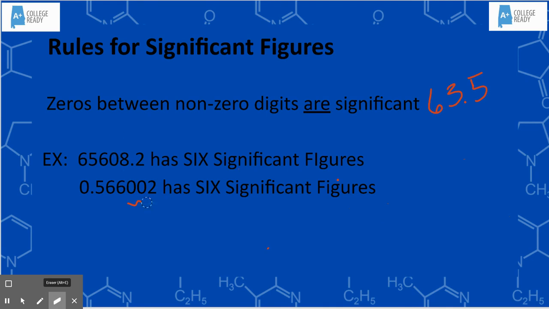All right, zeros between non-zero digits. Zeros between non-zero digits are significant. So in this example, we can see that this 0 is significant because it's between 2 non-zero digits. This digit is significant because it's between 2 non-zero digits.